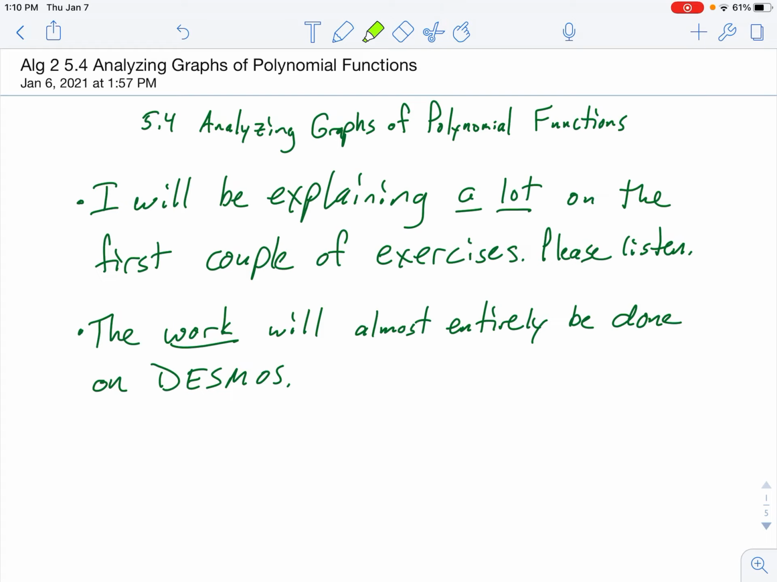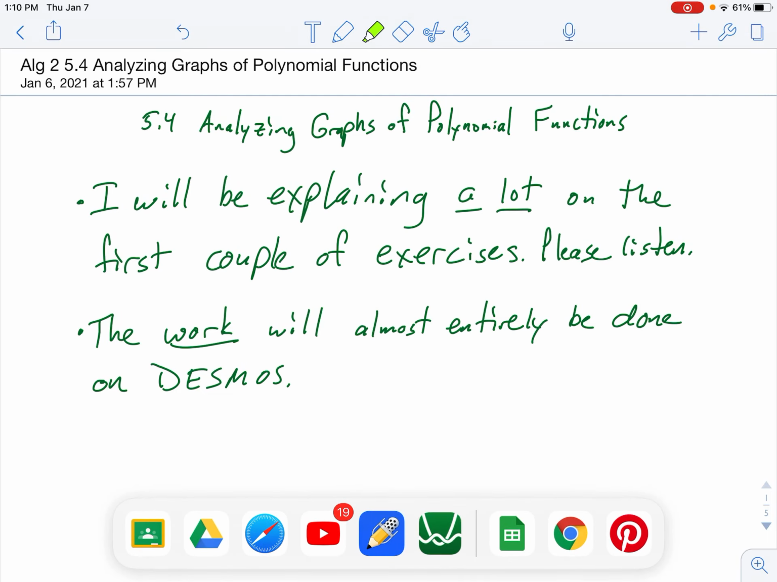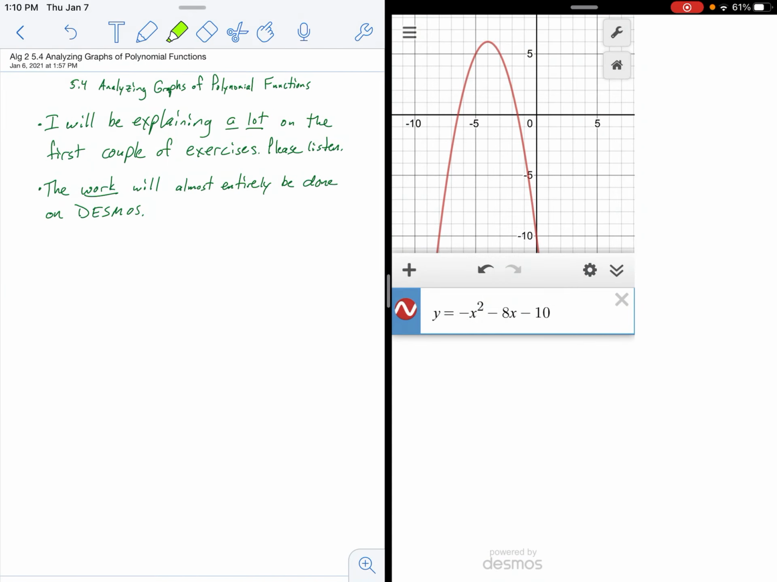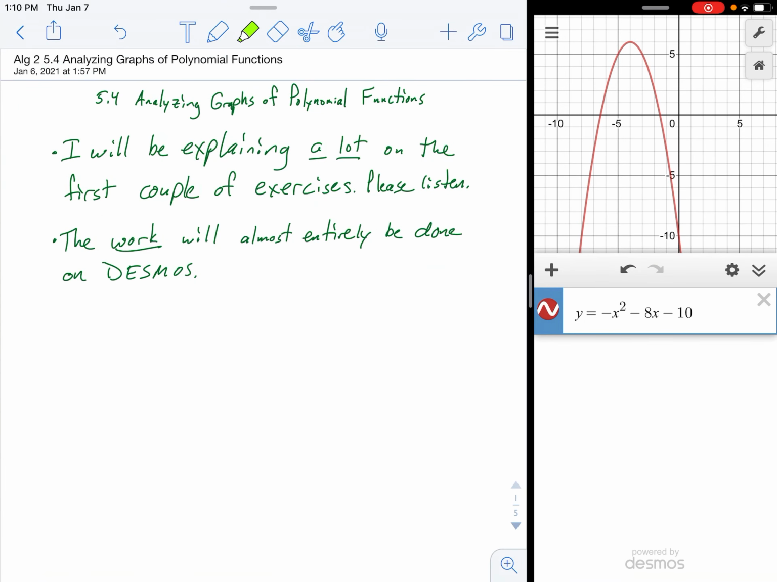It's the same thing we've been using all year. So I'm going to bring that up over here. Well, I'll make it a little smaller and get rid of that.